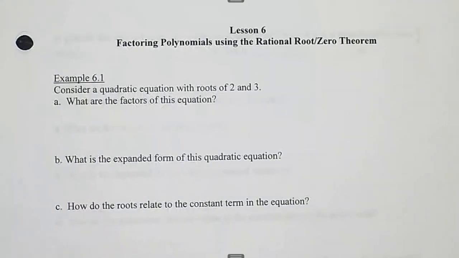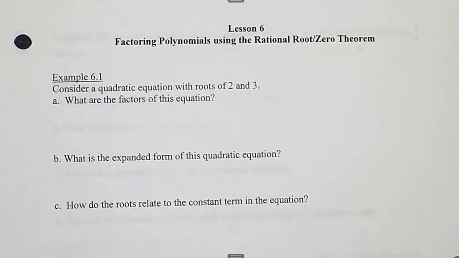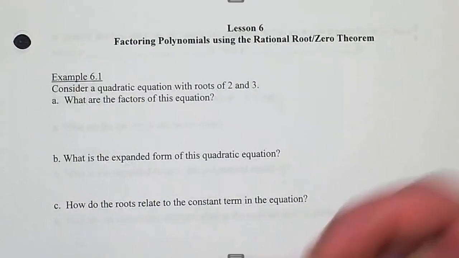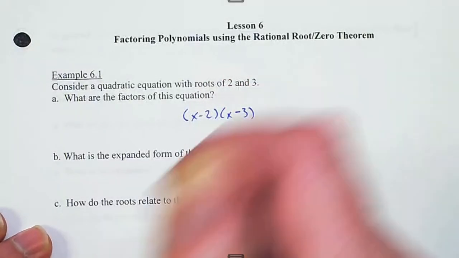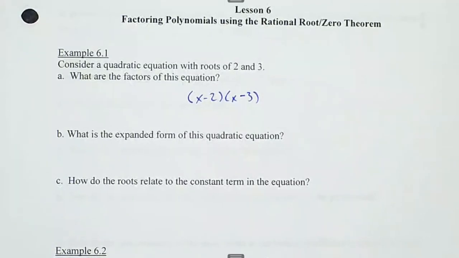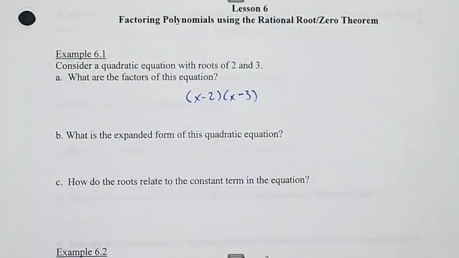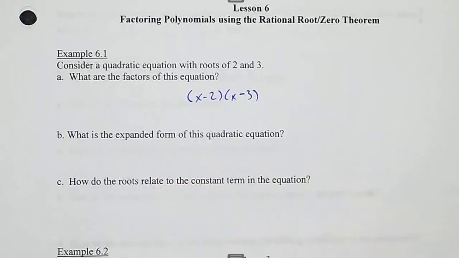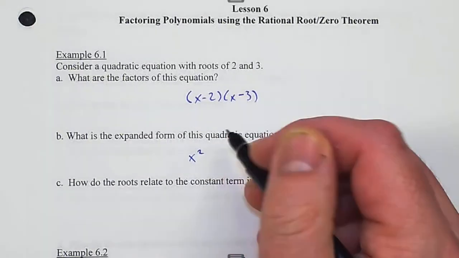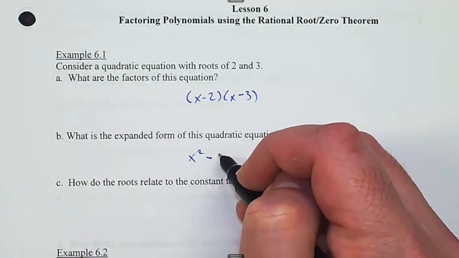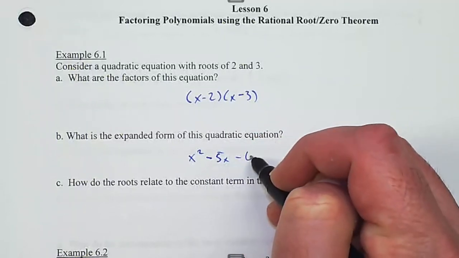So let's start. I want you to consider a quadratic equation with roots of 2 and 3. What would be the factors of this equation? That's right. Now, it would have some a in front of it, wouldn't it? That we don't know about. But let's not worry about that right now. What happens if I expand this out? What would I get? I get x squared, minus 5x and minus 6, right?